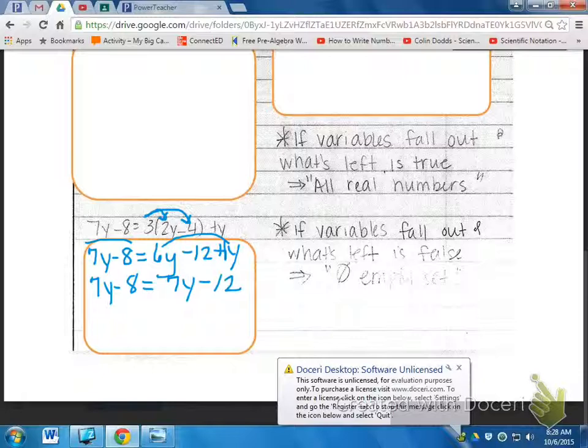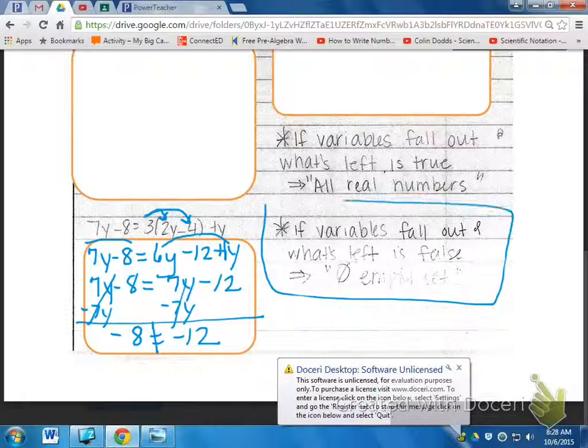So do you see what's going to happen here? I need to now try to bring my variables together. In both cases, it's just positive 7y. So when I go to subtract that, they're both going to fall out again. But this time, it's saying that negative 8 equals negative 12. Does negative 8 equal negative 12? That is definitely not equal. I'm putting a slash through there. That is false.